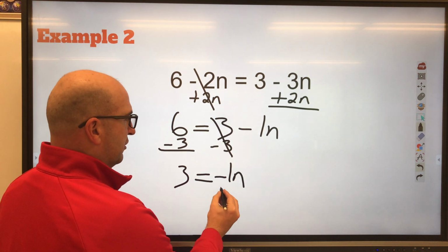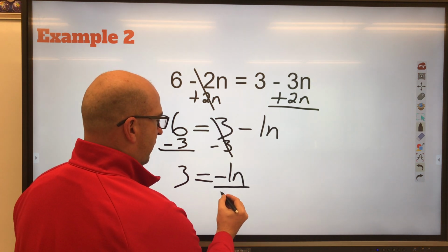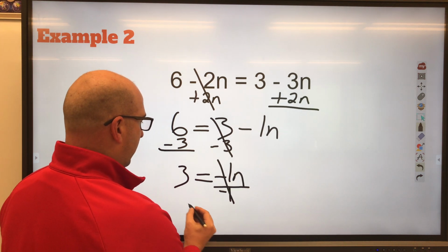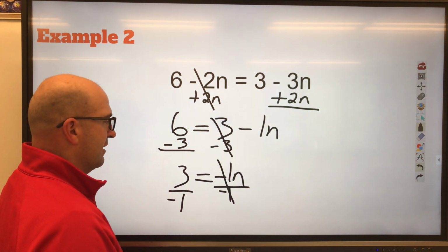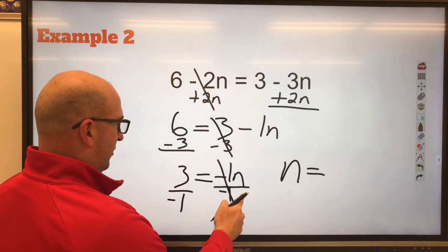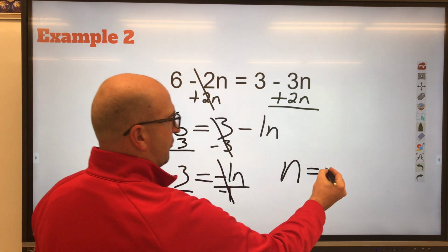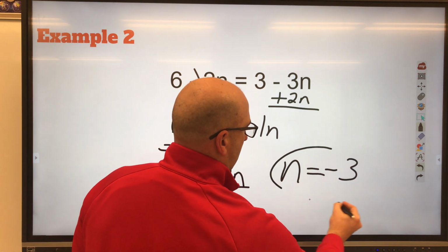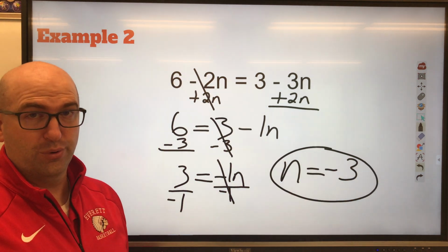We have a negative 1 coefficient, so we've got to divide by that negative 1, divide by that negative 1, and that means our n value is 3 divided by negative 1, or negative 3.